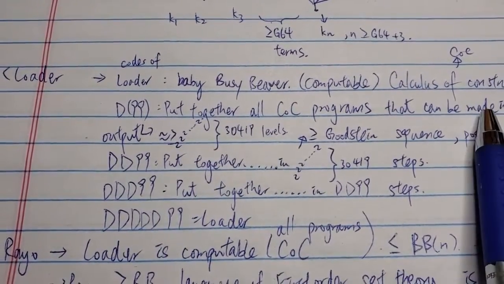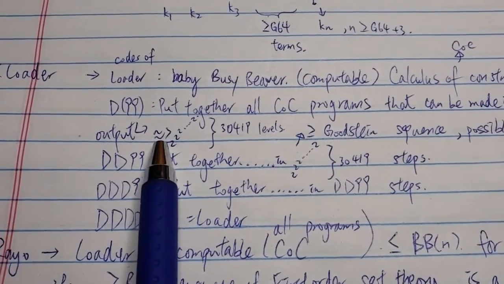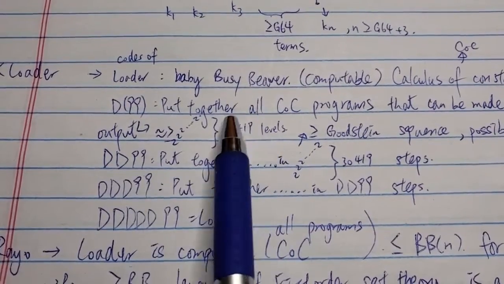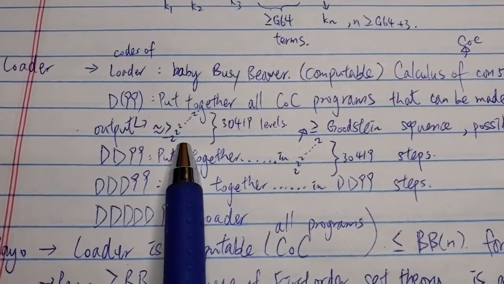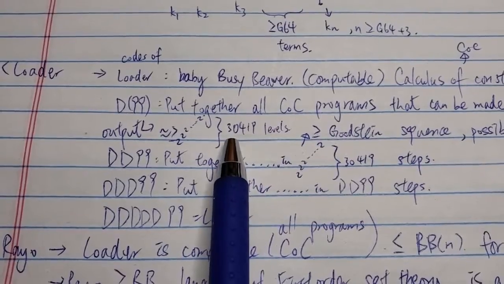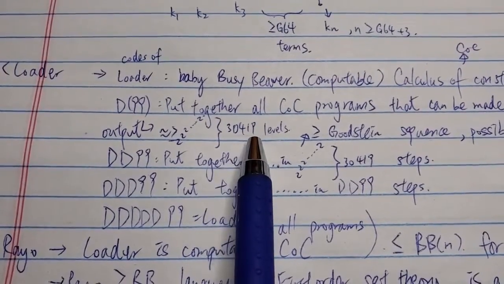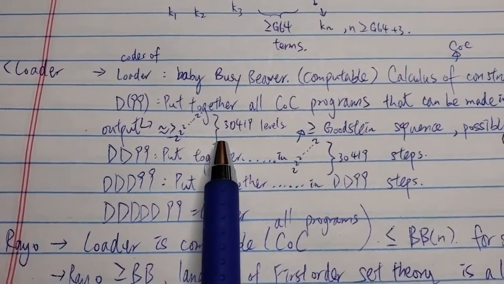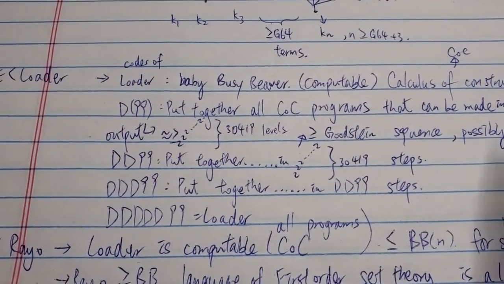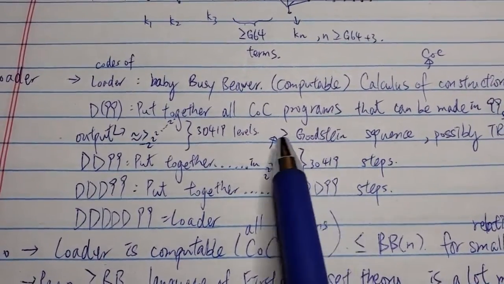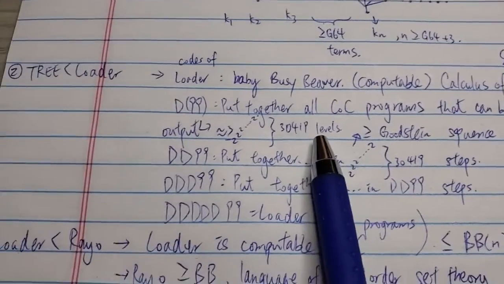So you simulate all the programs that can be made in 99 steps, and the final output you put together is at least 2 to the 2 to the 2 to the 2 for 30,419 levels. So this is already a pretty big number, much bigger than Googolplex, etc. And this is just D99.